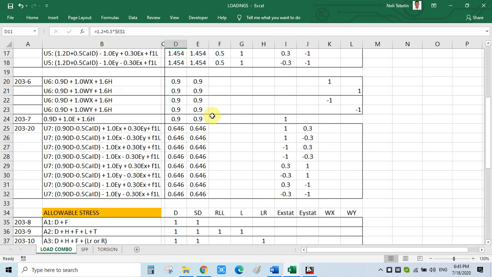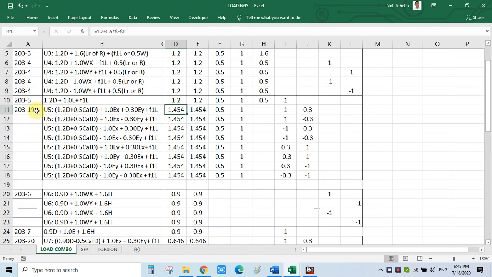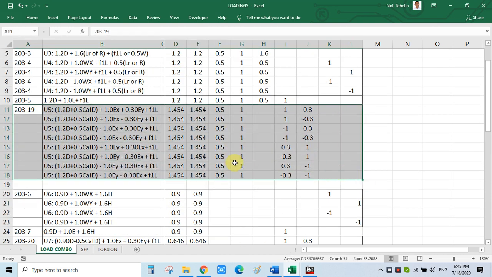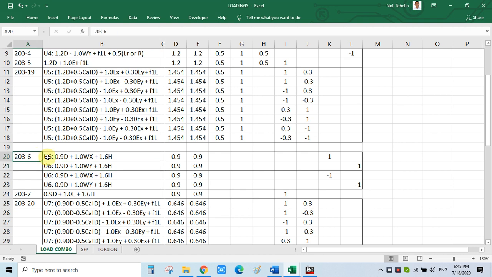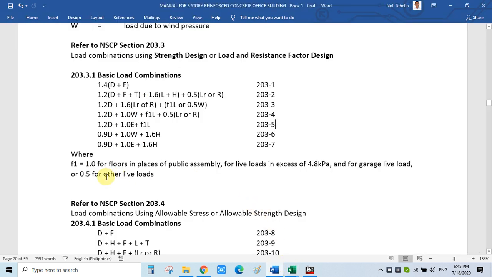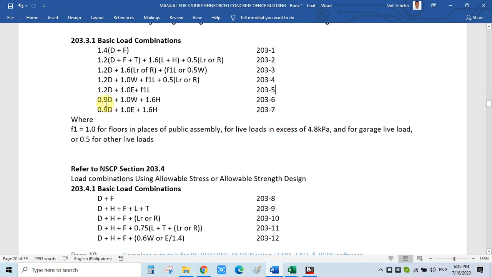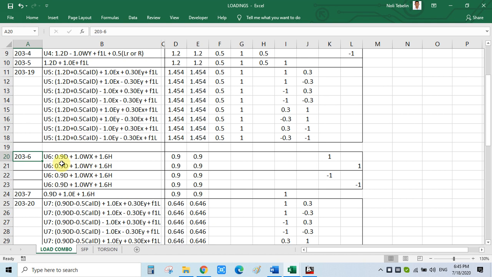Ito siya. 0.9 dead plus 1.0 wind plus 1.6 H. So, ang mangyayari dito, meron tayo ng 0.9, so 90% of dead load lang, plus wind along X and wind along Y. Also, we will have negative values. Okay? For the opposite direction.